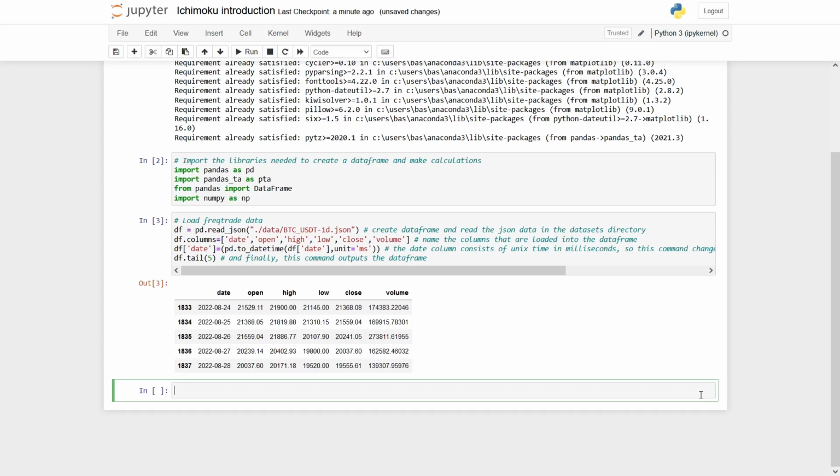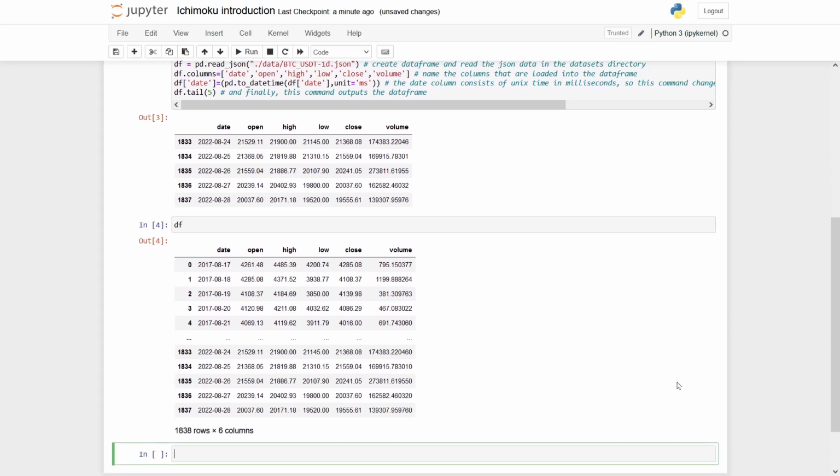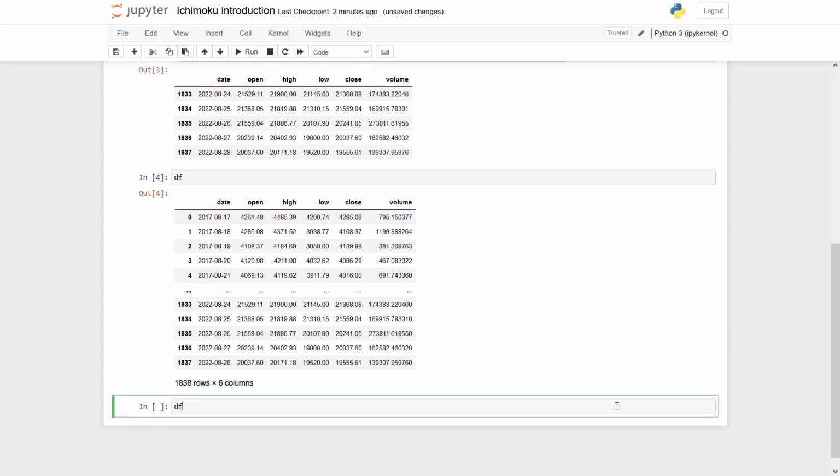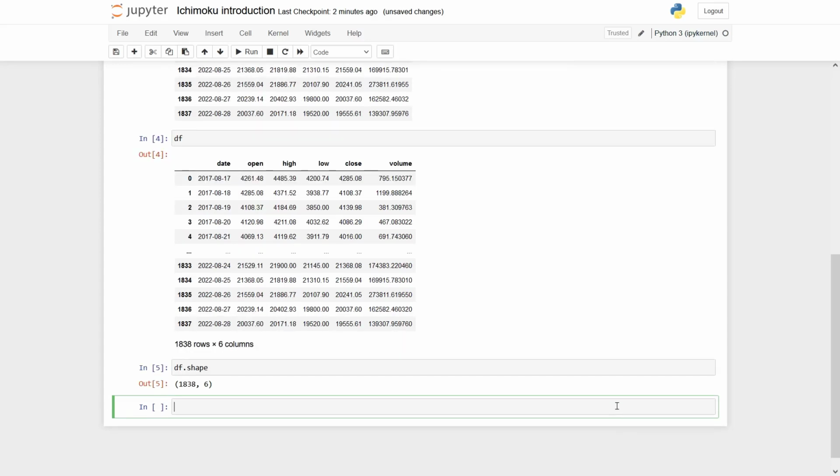So in my case I have used the read_json method, and also I have renamed the columns to date, open, high, low, close and volume. And at the end, because the date is in a millisecond format, I have changed this to a human readable format with the to_datetime command. With the .tail I show you the last 5 entries of the DataFrame, and if you want to see the whole DataFrame you just load it with df. And finally you can also see the shape of the DataFrame. In my case it has 1838 rows and 6 columns.